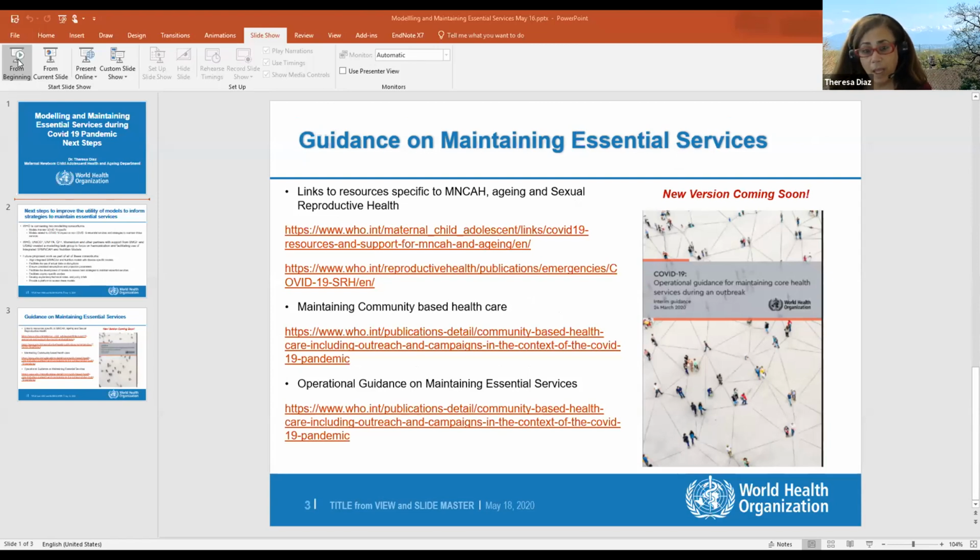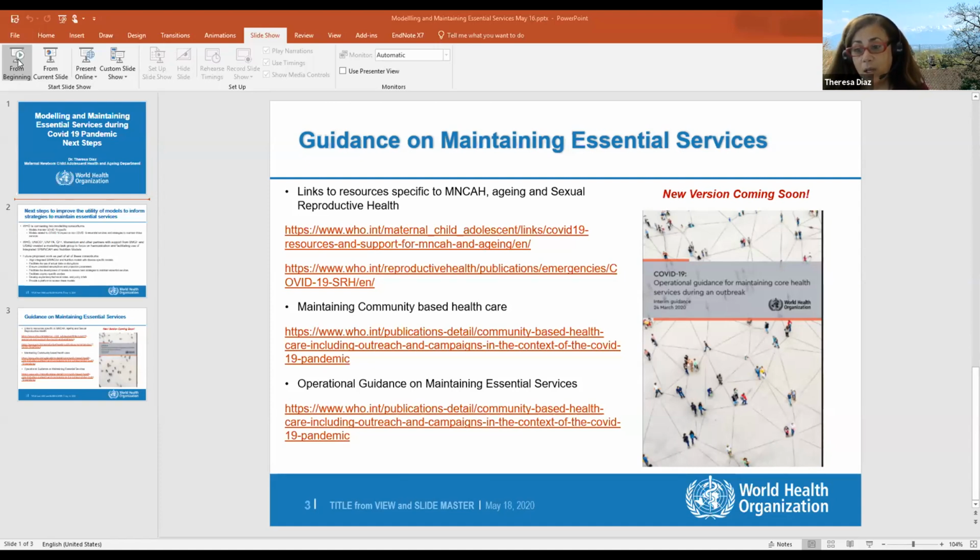But the most important thing of all is that we want to work toward actually maintaining these essential services, not just modeling the impact of disruptions, but actually maintaining them. So there are several resources that I want to make sure that you're all aware of that are on this slide. First, there are links to resources that are specific for maternal, newborn, child, and adolescent health and aging and sexual reproductive health. And then there are resources on how to maintain community-based healthcare. And there's operational guidance on maintaining essential services that brings everything together.